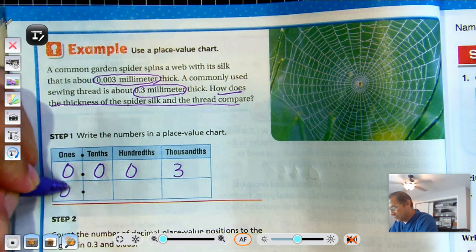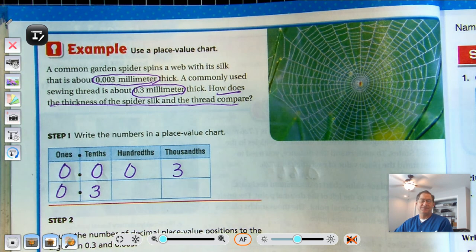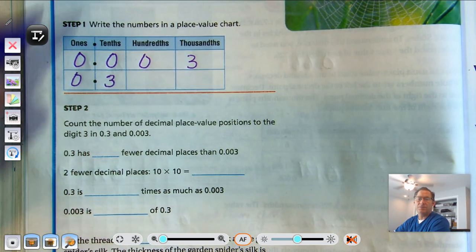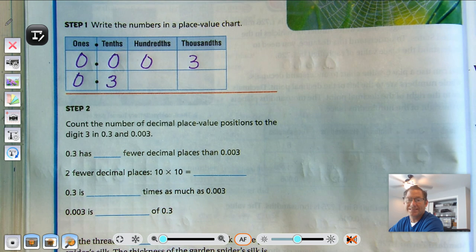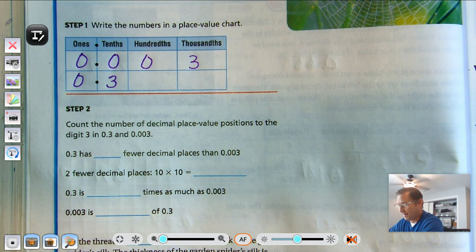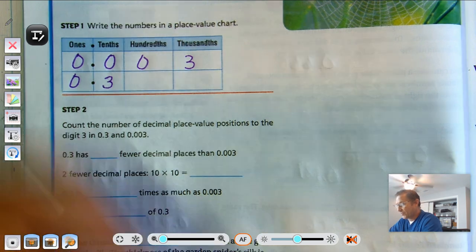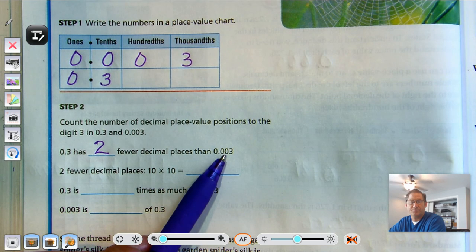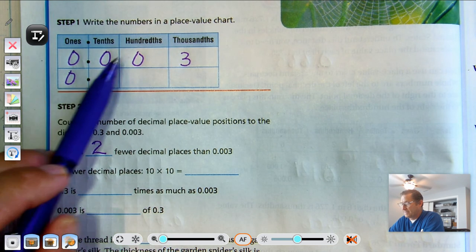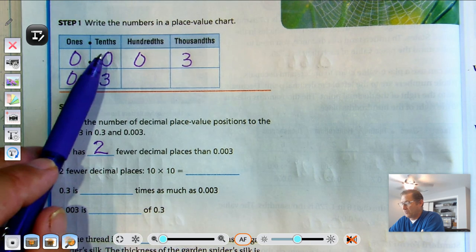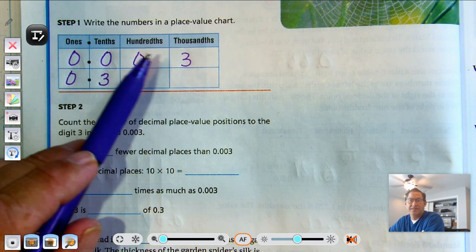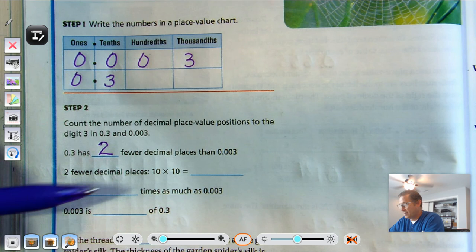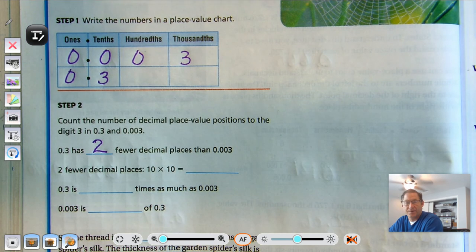In the other one, we have 0 ones and we have 3 tenths. Okay, so count the number of decimal place value positions to the digit 3 in 3/10 and 3/1,000. 3/10 has 2 fewer decimal places than 3/1,000, right? To get to the 3 in the first one, we have to go 1, 2, 3 place values to the right of the decimal. And to get to the 3 in the second one, we only go 1 place. So it has 2 fewer decimal places than 3/1,000.